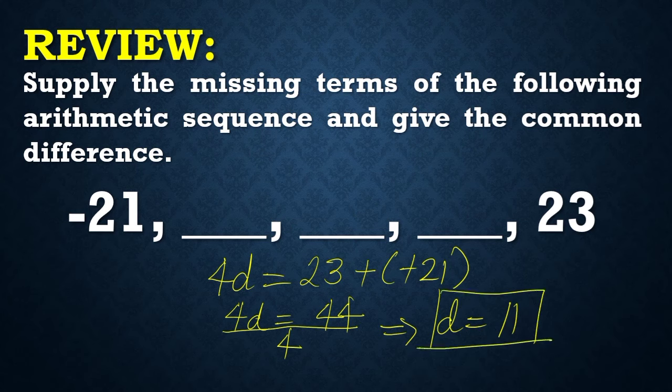Now, we add 11 to negative 21 to get the second term. So, negative 21 plus 11, that is negative 10. Negative 10 plus 11, that is positive 1. Positive 1 plus 11, that is 12. And then to check kung 23 nga yung last term, we add 11 to 12. 12 plus 11, that is 23. So, the terms that we are looking for are negative 10, 1, and 12. And the common difference, of course, is 11.